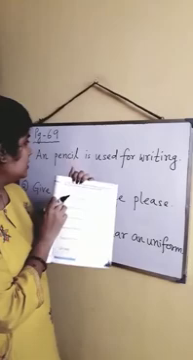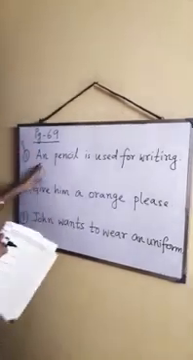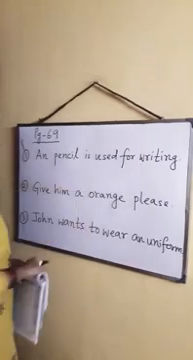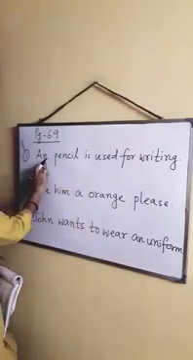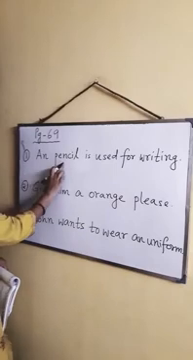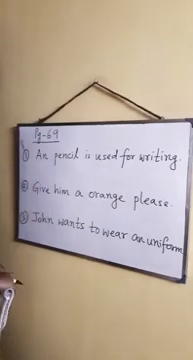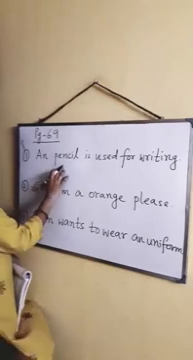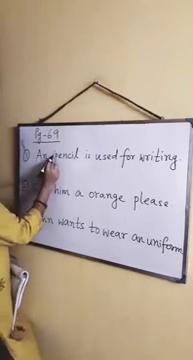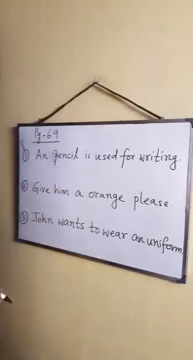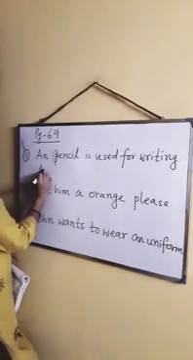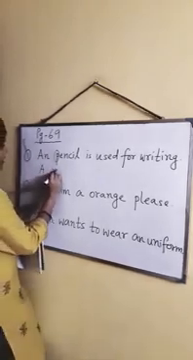Okay. Suppose the first sentence is given, an pencil is used for writing, and you will see the word just after the article. An is the article, so you will see the word just right after this. It is pencil. Pencil starts with P. P is not a vowel. So here it will not be an and it will be a pencil.